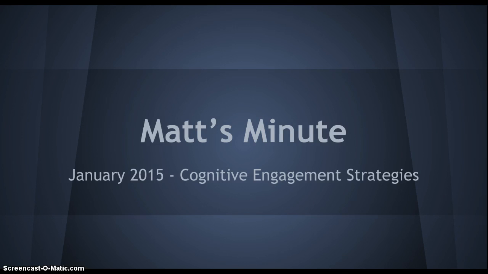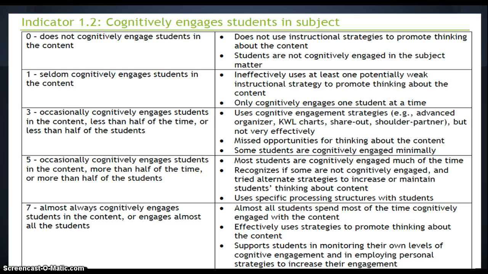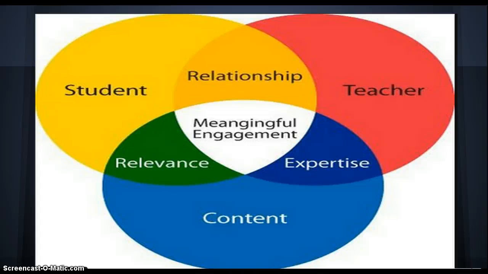Today we're going to discuss cognitive engagement strategies in the classroom. This is indicator 1.2 of our KNEE observation. This particular slide discusses the relationship between teachers, students, and content.